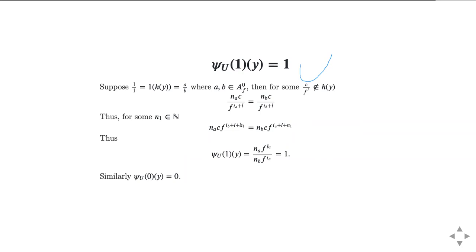So if we have a and b two fractions, then for some c, c divided by f to the l is not in h_y. Then for some n1, this is again just by how equality in a localized ring works. We can just have this equality. So checking that it sends 1 to 1 is quite straightforward. Similarly for sending 0 to 0.